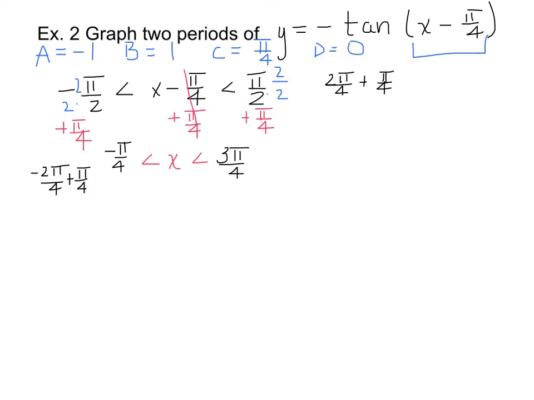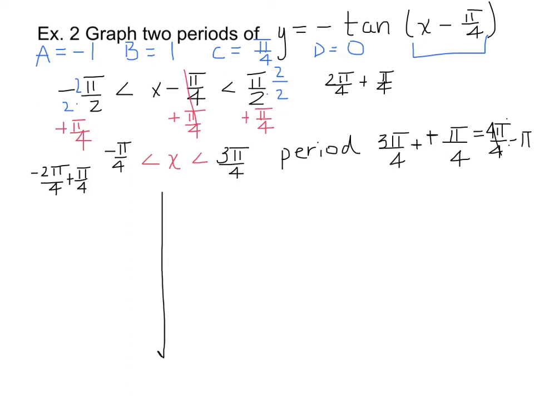Okay? Then you have to determine what your period is. You find that by getting the distance. So I'm going to take 3 pi over 4 minus a negative 1 pi over 4. So that becomes positive. So that's 4 pi over 4, which equals pi. Okay, so my first tick mark is at negative pi over 4. And remember, you take your period, which is pi, and you divide it by 4. That's what we're adding each time.